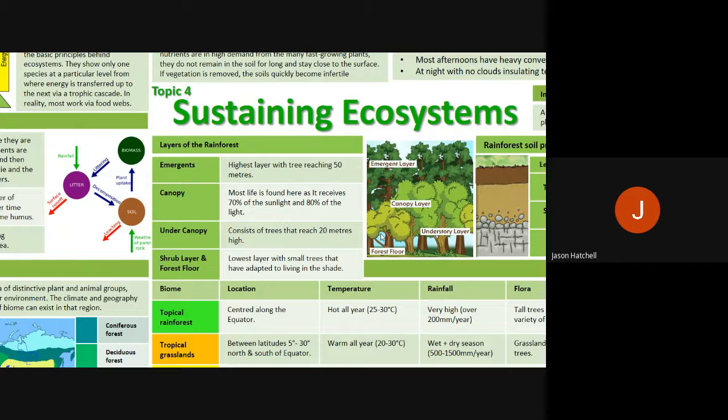There's less light going into the stomata of the leaves. There's less photosynthesis taking place, and therefore they don't grow as tall. And finally, shrub layer. And these are exactly what it says. These are the lowest layer, the small trees, the shrubs on the bottom of the forest floor, and they've adapted to live in the shade. Any questions, sir? No, super quick, sir.